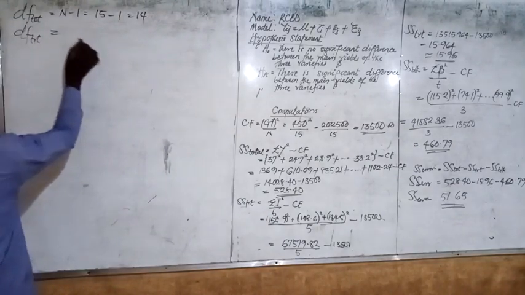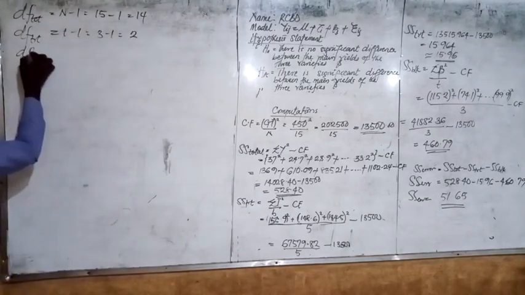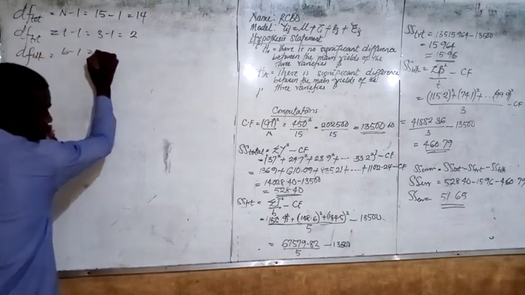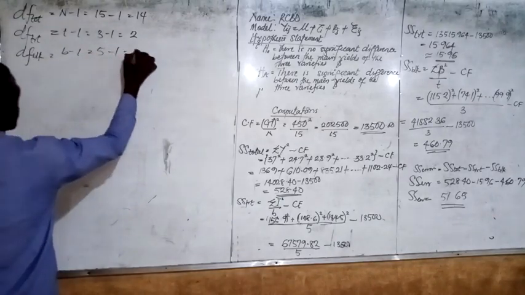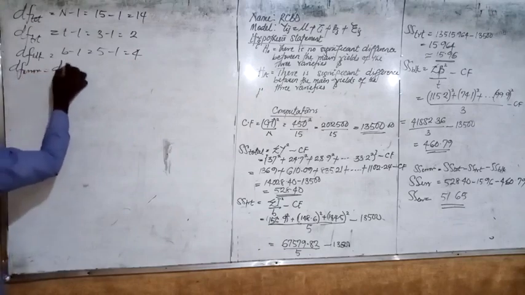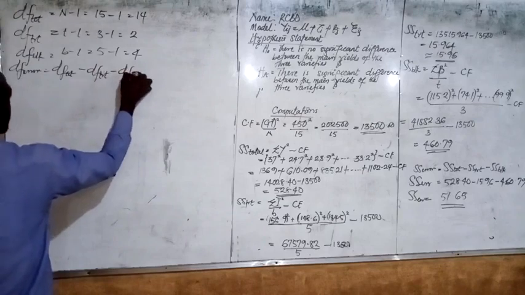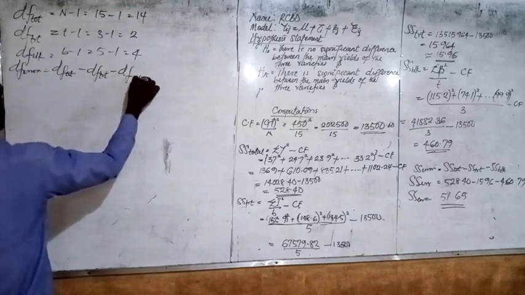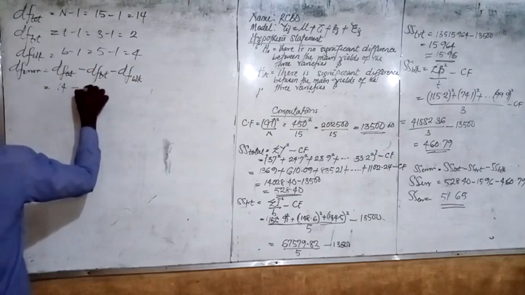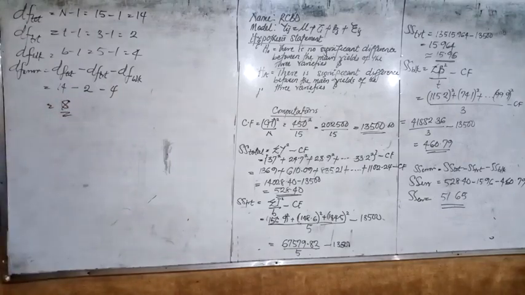Then the DF treatment. How many treatments have we? 3 treatments, so t minus 1 equals 3 minus 1, which is 2. Then the DF block. How many blocks have we? We have 5 blocks, so 5 minus 1 is 4. Then the DF error is, of course, the DF total minus the DF treatment minus the DF block. That is 14 minus 2 minus 4, and that would be 8. Alright, so this is the DF error.